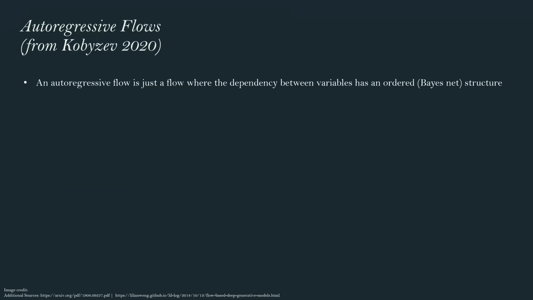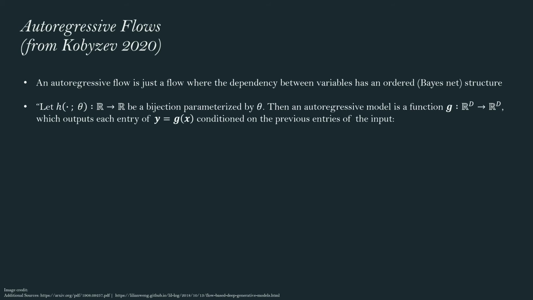Okay, on to autoregressive flows. Everyone hopefully still remembers the autoregressive models we looked at before. It was all based on this idea of the chain rule, right? So you get this ordered Bayes-net structure where the dependency between your variables follows an ordering that you impose, and then you can rely on that chain rule to calculate your probability, right?